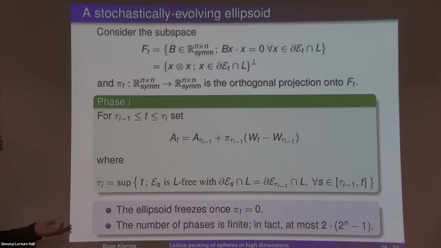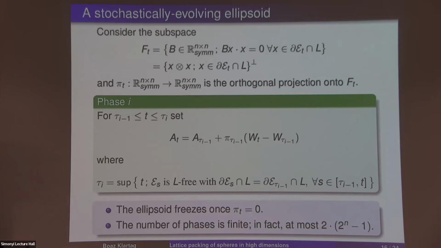Okay, so the number of phases is finite. You can prove things that are not so hard. The number of phases is finite. It gives some horrible bound, but it's just finite. And you stop the process when you have no place to go.